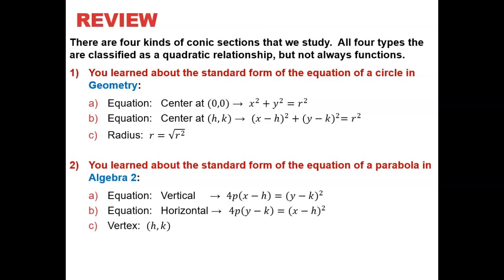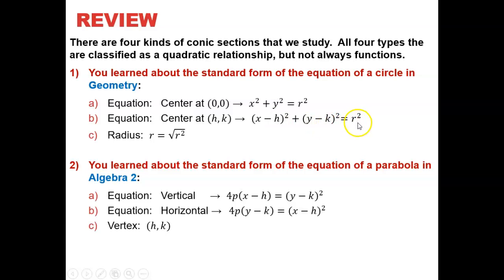So the review from what you should know: the circles, that's what you did in geometry. So the circle, if it has its center at 0, 0, then the equation is x squared plus y squared equals r squared. So that's the radius squared. If the center of the circle is not at 0, 0, then it's going to be at this (h, k) point, and that goes into the equation, and that's your translation in the h direction and the k direction.